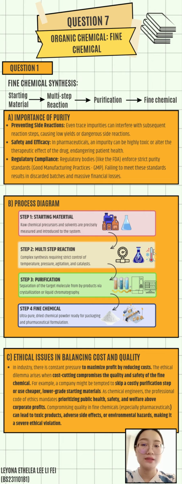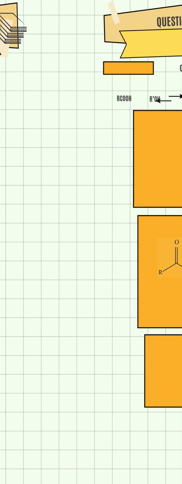So C is an ethical issue in balancing cost and quality. In industry, there is constant pressure to maximize profits by reducing costs. The ethical dilemma arises when cost cutting compromises the quality and safety of the fine chemical. For example, a company might be tempted to skip a costly purification step or use cheaper, lower grade starting materials. So, as chemical engineers, professional ethics mandates prioritizing public health, safety, and welfare above corporate profit.